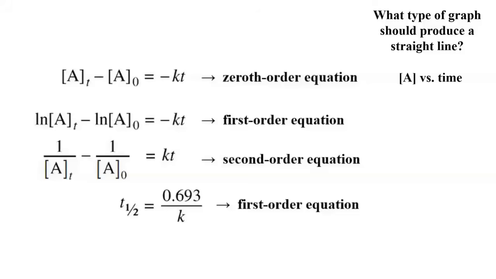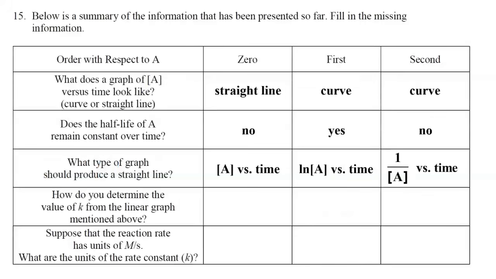Concentration versus time. What type of graph should produce a straight line for first order kinetics? Natural log of concentration versus time. What type of graph should produce a straight line for second order kinetics? The reciprocal, or 1 over the concentration versus time. So those are the answers to that question.